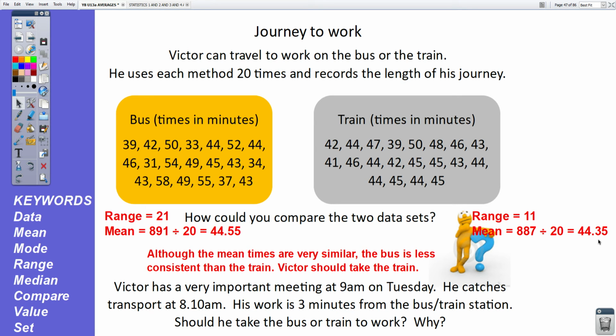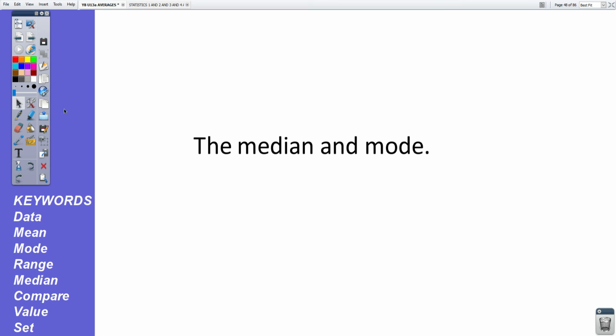Mean time's 45 minutes. Add the 3 minutes, that's 48 minutes. He's got 50 minutes to get there. This has only ever taken 50 minutes once. He should be okay. He should be all right to get there if he takes the train. So now we move on to looking at how we can use the median and the mode.